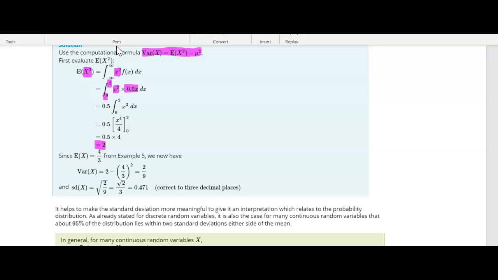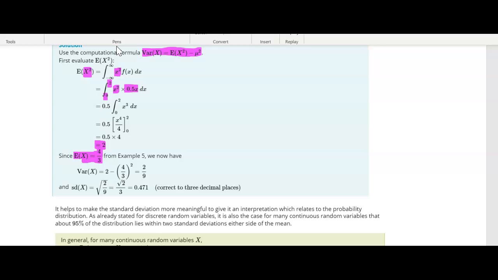All right, so they've actually found the expected value. Yeah, it's 4/3 in a previous example. You should know how to do that. Okay, so I just showed you before when I scrolled back up to 15b how to find the expected value. So there it is, 4/3.